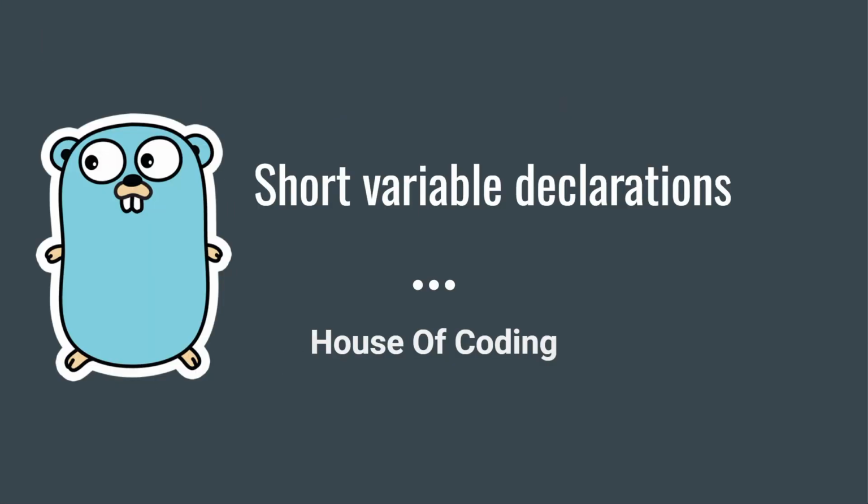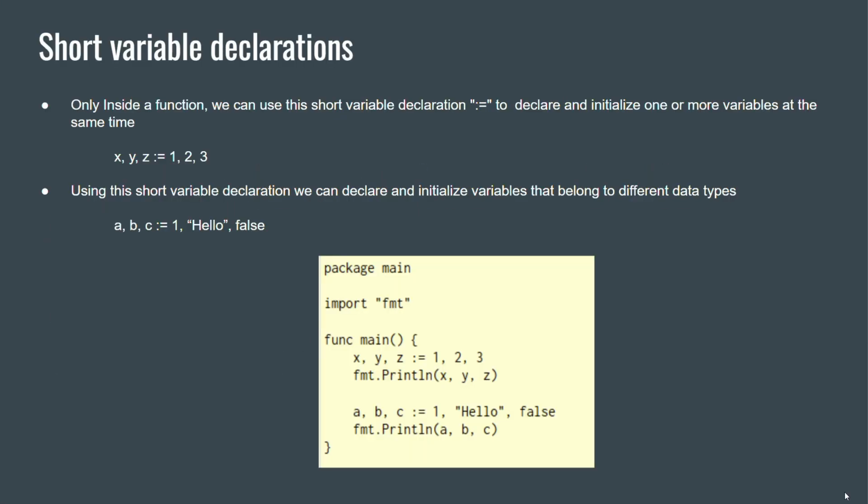Short variable declaration. We can use this short variable declaration only inside a function. Otherwise, this will generate an error. As shown here, we can declare and initialize variables without using the var keyword using this short variable declaration. Also, we can declare and initialize variables of different data types using this short variable declaration.